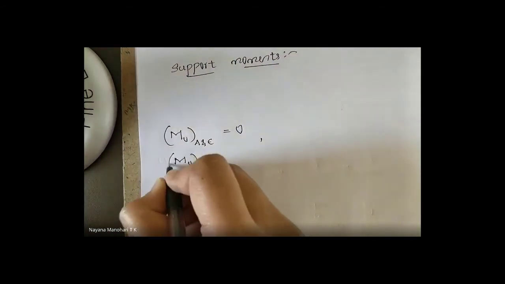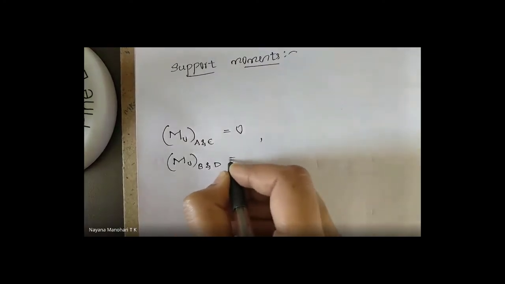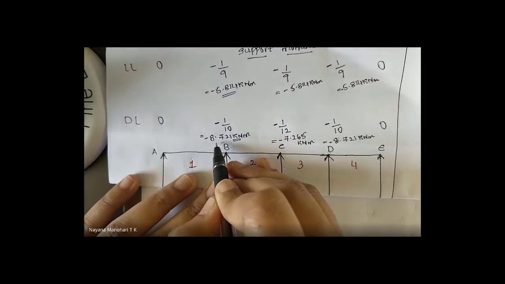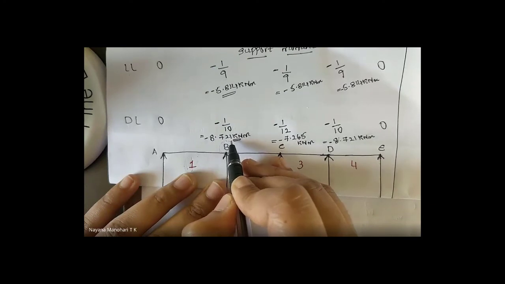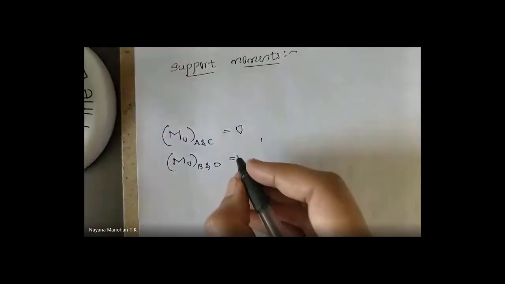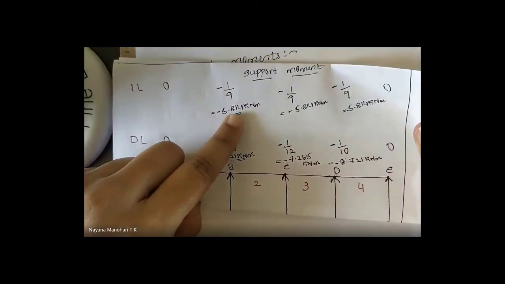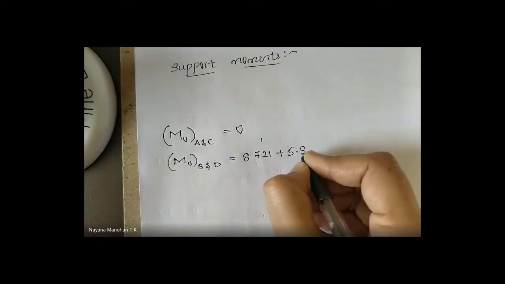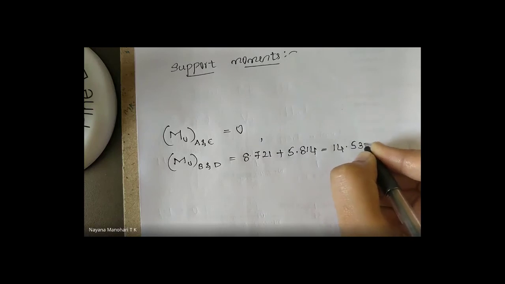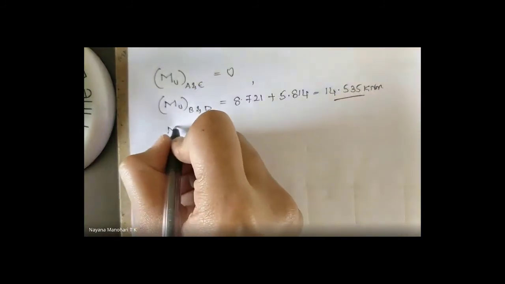That is mu at B and D. That will be equal to, observe here, at B and D, dead load moment, it is what? Minus 8.721. Even though it is negative, take it as positive, that is 8.721 plus live load moment is what? Minus 5.814. 5.814. That will be equal to 14.535 kilonewton meter.